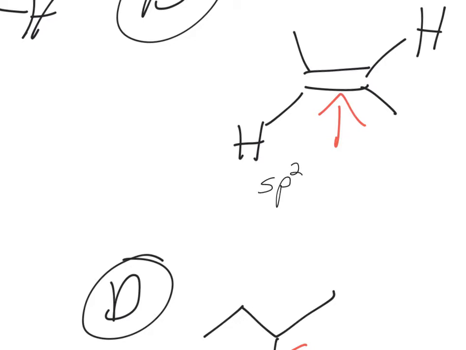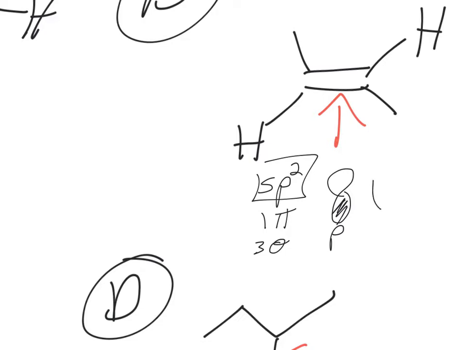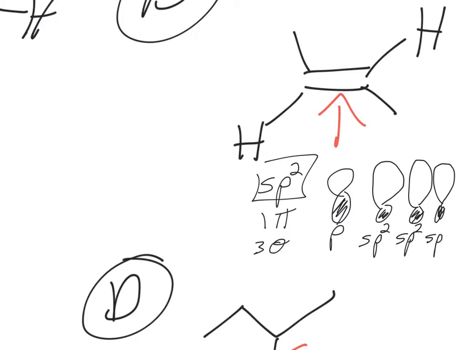This carbon is sp2 hybridized. It has 1 pi bond and 3 sigma bonds. For every pi bond, you must have a p orbital, and then what's left over are the sp2s. Notice how they're a little longer, right? They're 2/3 p versus 50% p. So these are all sp2 hybrid orbitals.